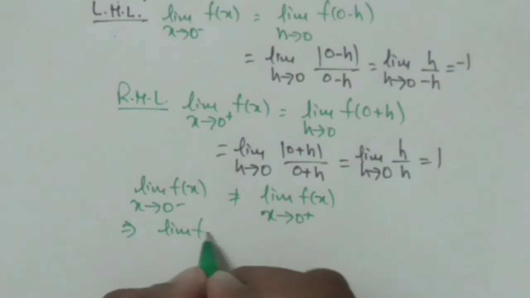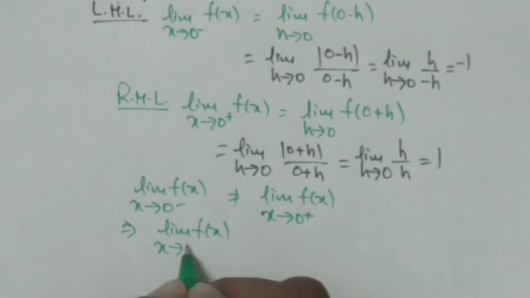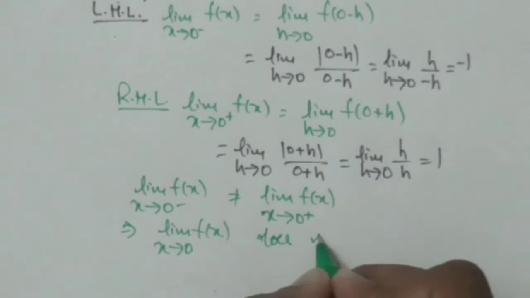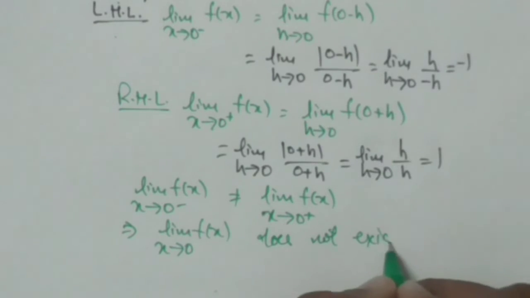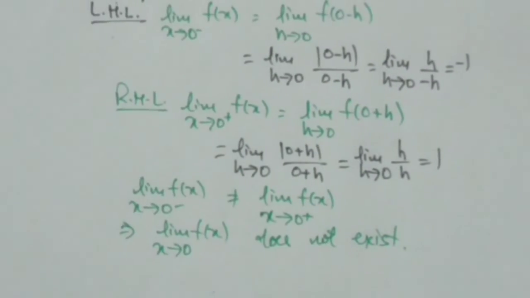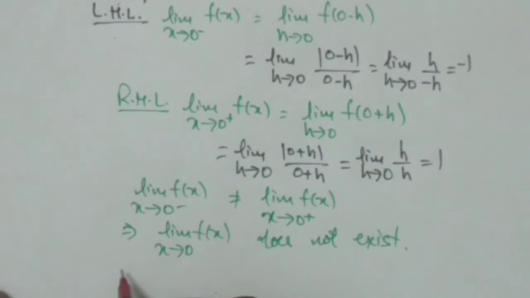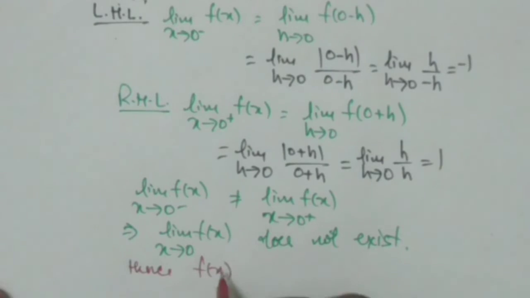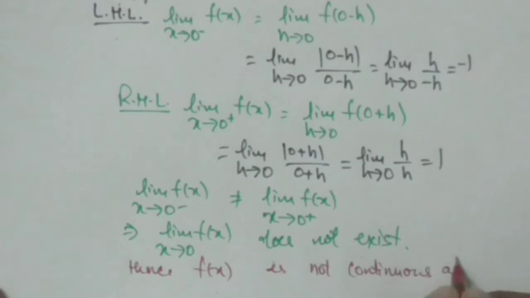Limit of f(x) as x tends to 0 does not exist, right? Because left hand limit is not equal to right hand limit, so this limit does not exist. So hence this function f(x) is not continuous at x is equal to 0.